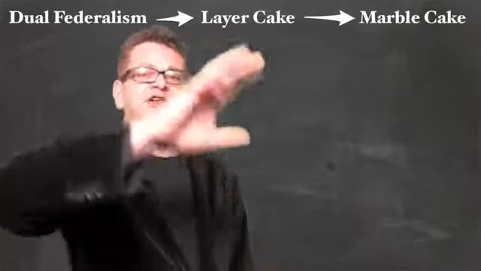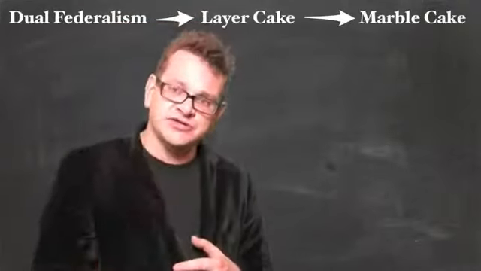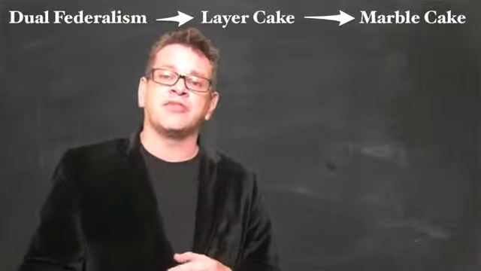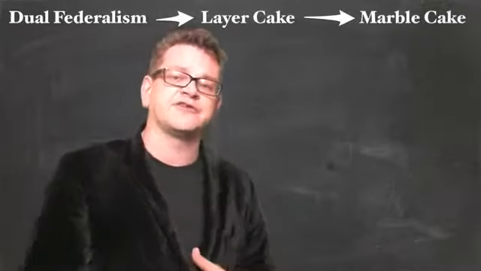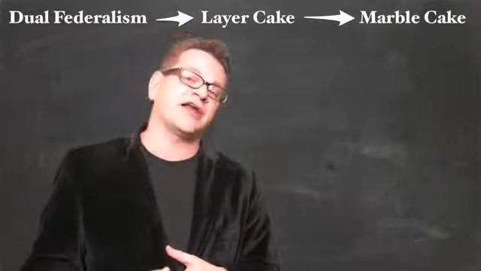So remember, dual federalism leads to layer cake federalism, Reconstruction, 14th Amendment. That transfers into marble cake federalism with the election of the New Deal, Democrat FDR.